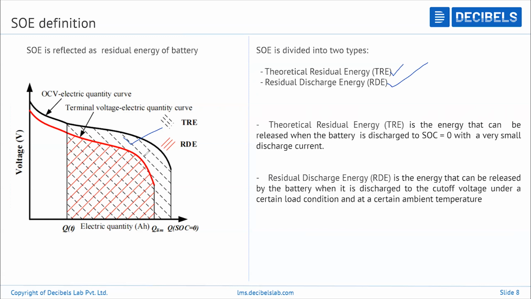And this RDE is the energy that can be released by the battery when it is discharged to a cutoff voltage under some certain load condition. The current load cannot be small, it will be some considerable value, at some conditions.